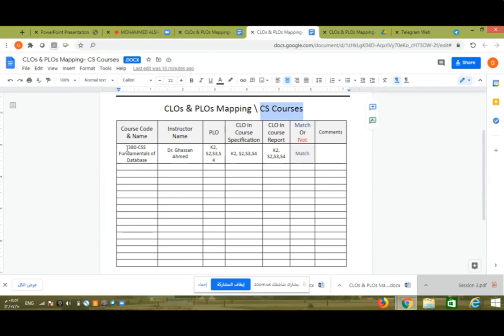For example, I'm teaching 380 CS Fundamentals of Database. My name is Dr. Ghassan. The CLOs from the CS, I found them like this, and in the course specification. Okay, alhamdulillah, they match. So what we need, let's say for the other courses, they need to be there. All courses that you are teaching should be listed here, with your names and CLOs. You have to go to the program specification and find them, and so on. This is what we needed.